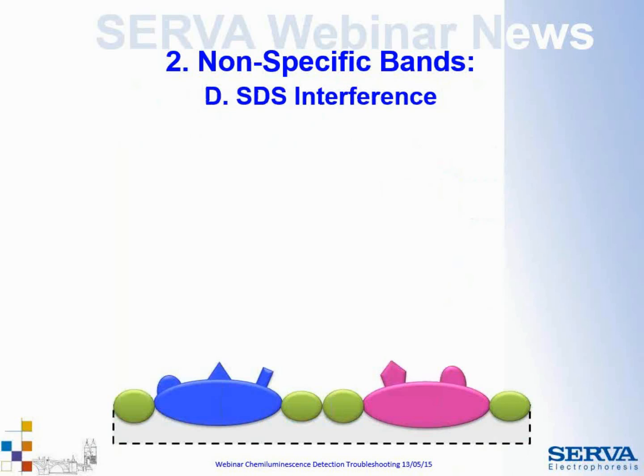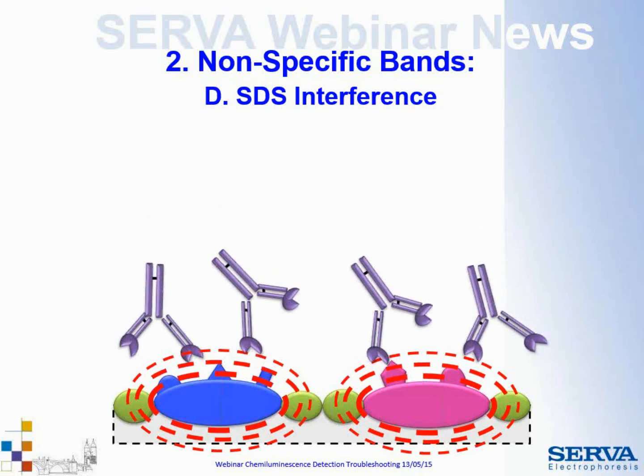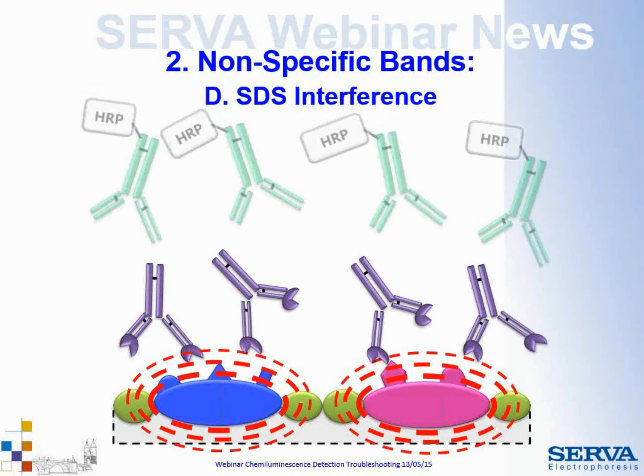Another point which leads to unspecificity is the SDS interference. Because of the SDS-PAGE, the proteins are still loaded with SDS, and this can interact via electrostatic forces with the antibody molecules, and this will also lead to unspecific antibody binding.